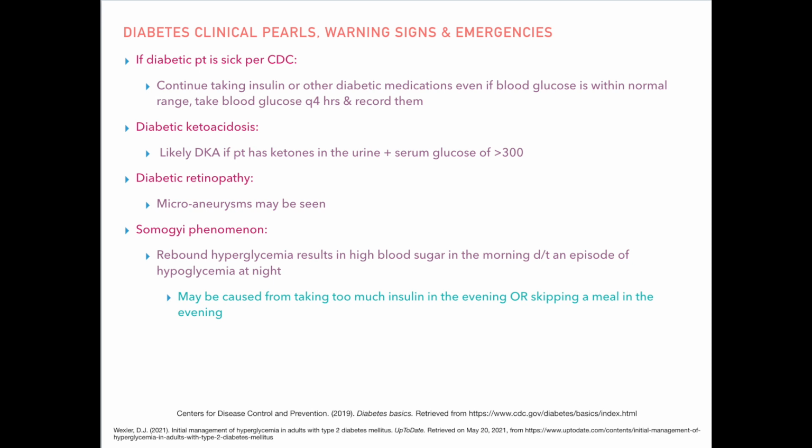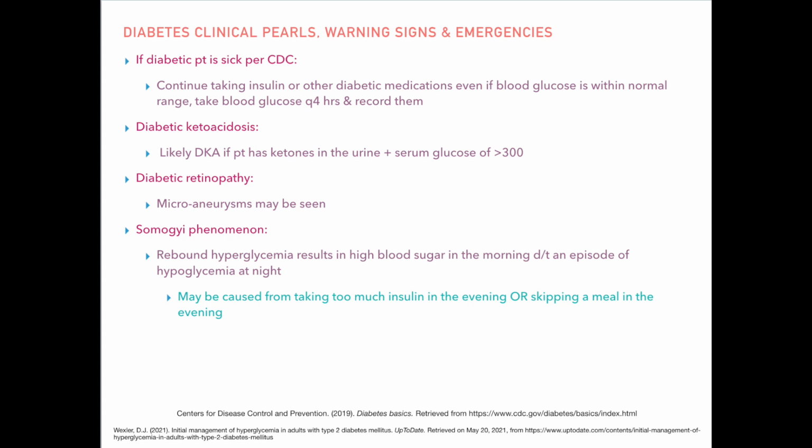So for diabetic ketoacidosis, this is likely if our patient is experiencing a serum glucose of greater than 300 and they have ketones in their urine. And this is going to be managed in the hospital. So we'll actually go ahead and refer them to the ER. Diabetic retinopathy, important just to know that microaneurysms, this is what we're looking for with diabetic retinopathy, and just important key term for your exam.